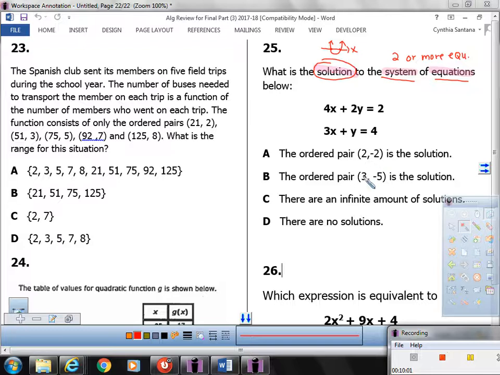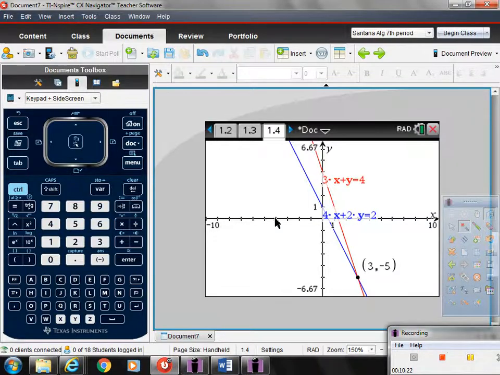So if you look at your answer choices, it says B. The ordered pair 3, negative 5 is the solution. So in other words, these two lines seem to be crossing or intersecting at 3, negative 5. And that's what the solution is. So notice, it was not where the two lines cross the x-axis. It is where the two lines meet that is the answer.